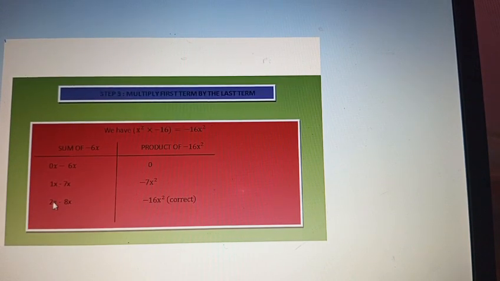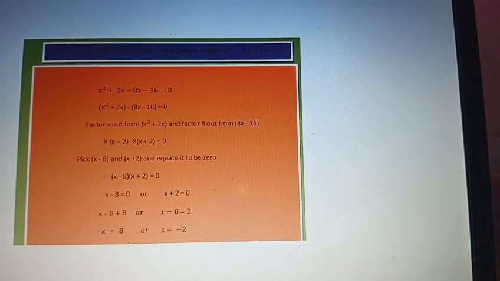Then we increase this one to 2 again. 2s minus 8s will give us minus 6s. 2 times minus 8 is minus 16, and s times s is s squared. Perfect. We have seen numbers that we can add that will give us minus 6s, and when we multiply them, will give us minus 16s squared.